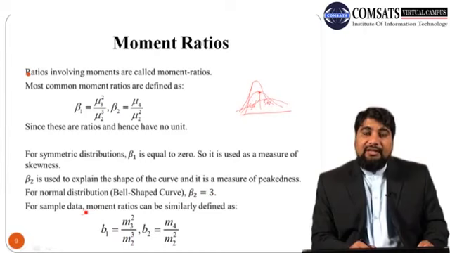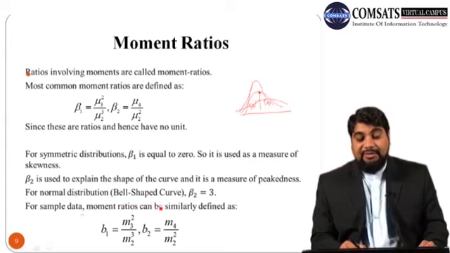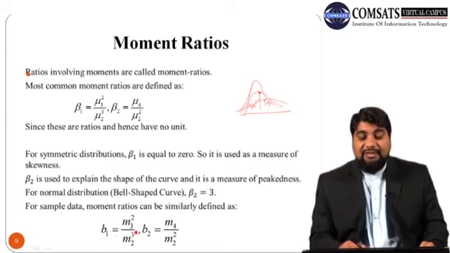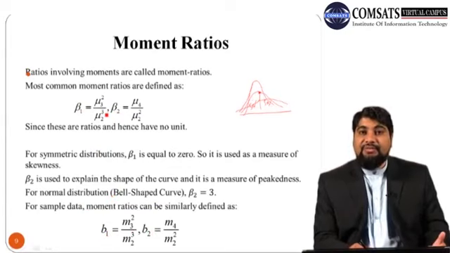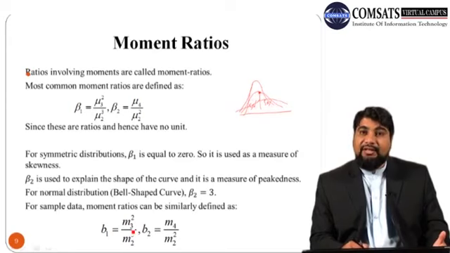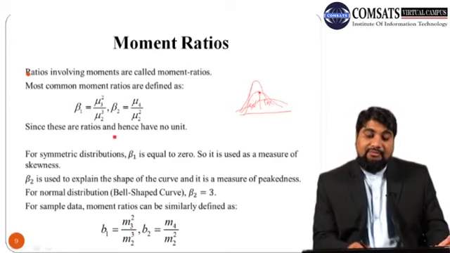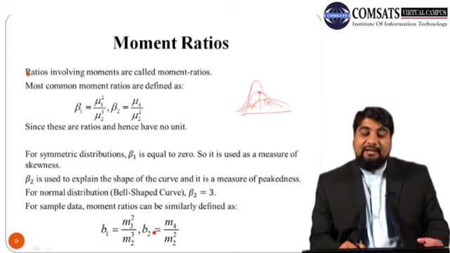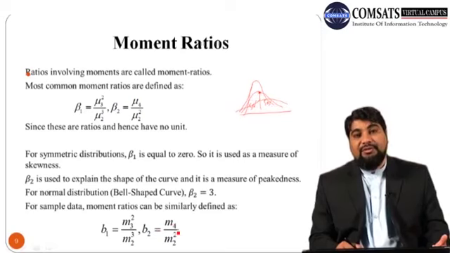Now we can also define these moment ratios for sample data as well. Instead of beta 1 and beta 2, we will use b1 and b2, and instead of population moments, we just replace them with their sample moments. So in case of b1, b1 is equal to m3 square over m2 cube, and similarly b2, which is the second moment ratio in case of sample data, is m4 over m2 square.